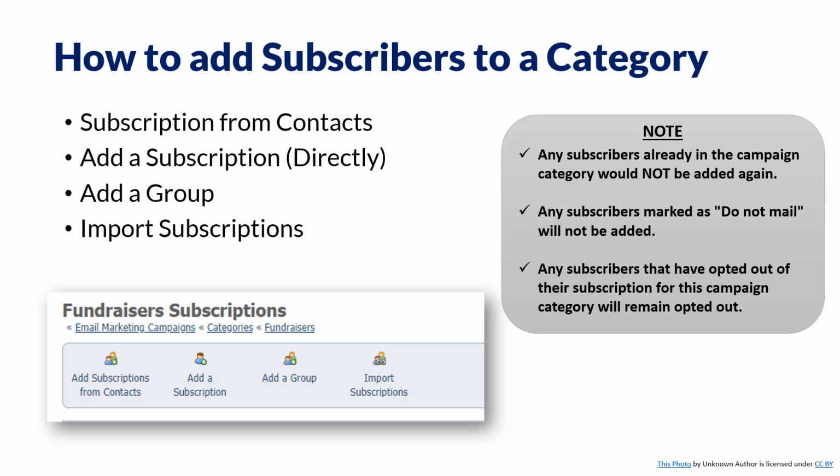Any subscribers marked "Do Not Mail" will not be added. And any subscribers that have opted out of their subscription for a particular campaign category will remain opted out. Both of these are to keep organizations compliant with the anti-spamming CAN-SPAM law. Okay, now that we've talked about it, let's add some subscribers to a category.